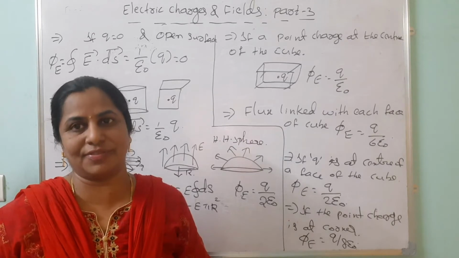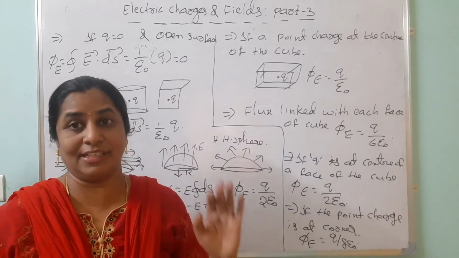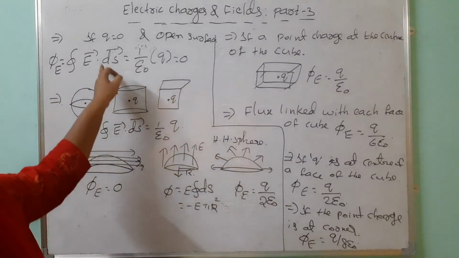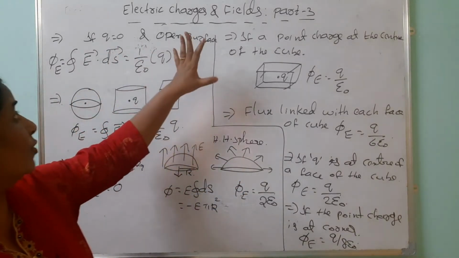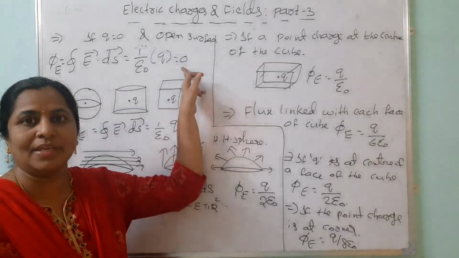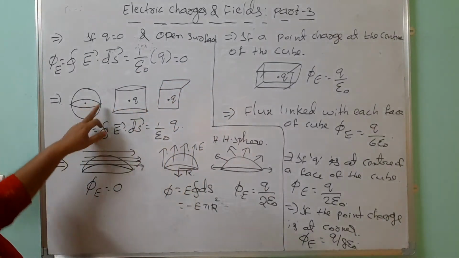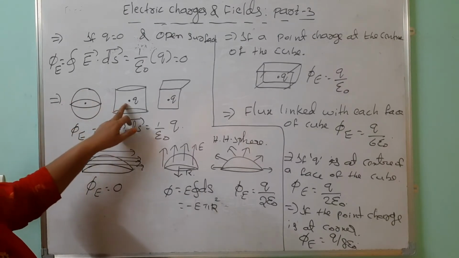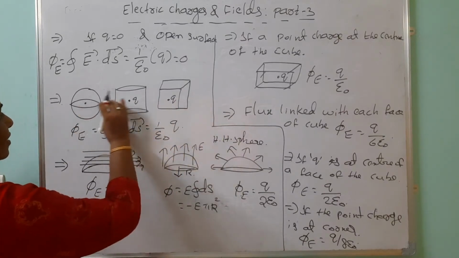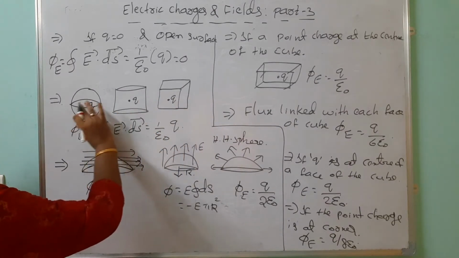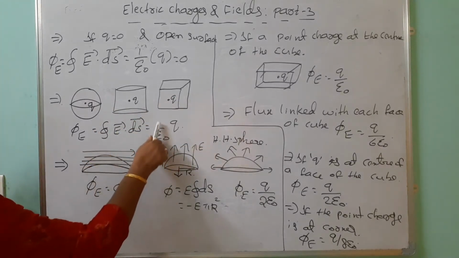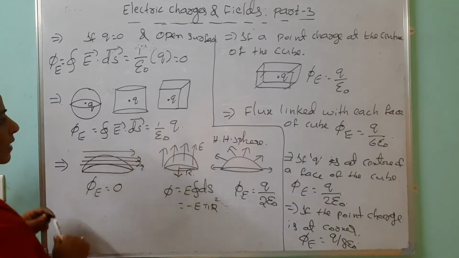And for open surfaces also there is no electric flux. It is only applicable for closed surfaces. So in the first condition, if q equals 0, and for open surfaces, always remember that electric flux equals 0. Then come to the second point. Look here, a sphere shape, a cylindrical shape, and one cubical shape we are taking. Whatever the enclosed charge is, in all these three cases the charge equals q. So electric flux is also the same, 1 by epsilon naught times the charge.